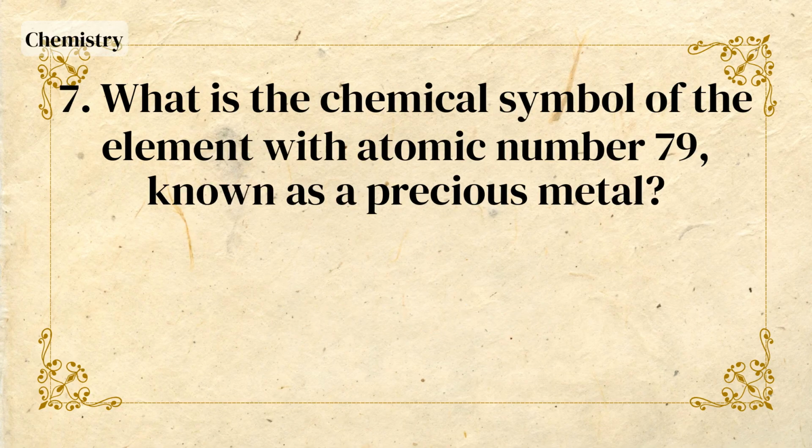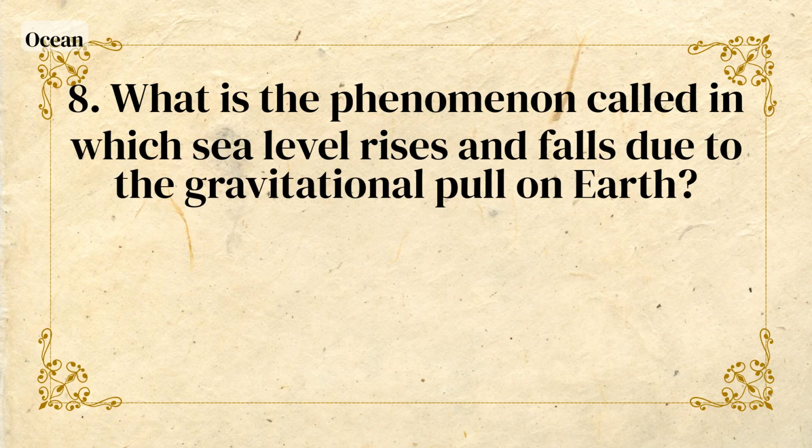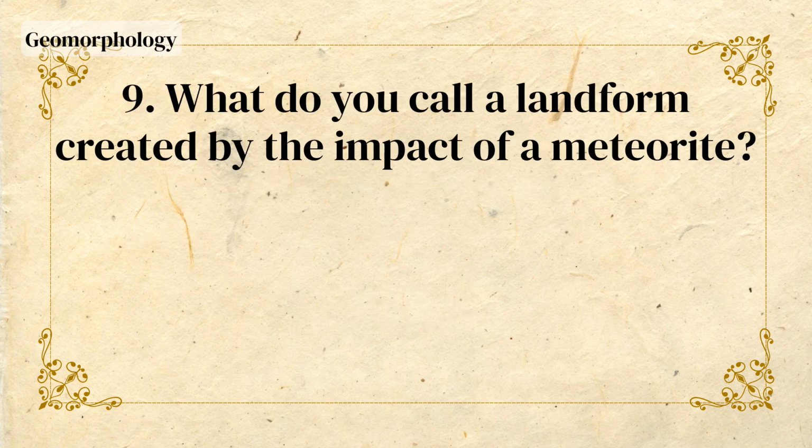Disinfection. What is the chemical symbol of the element with atomic number 79, known as a precious metal? O. What is the phenomenon called in which sea level rises and falls due to the gravitational pull on Earth? Tides. What do you call a landform created by the impact of a meteorite?